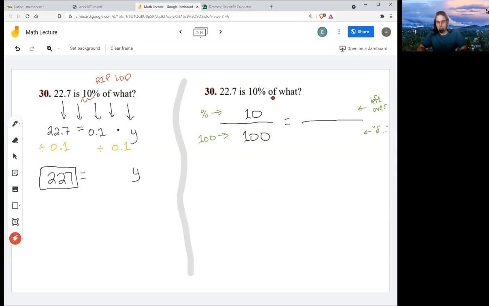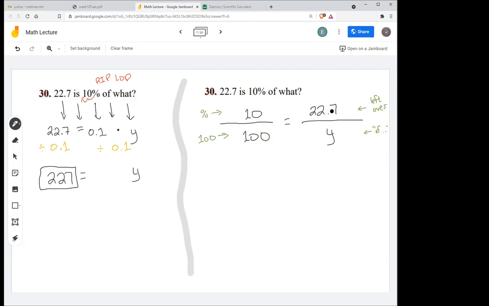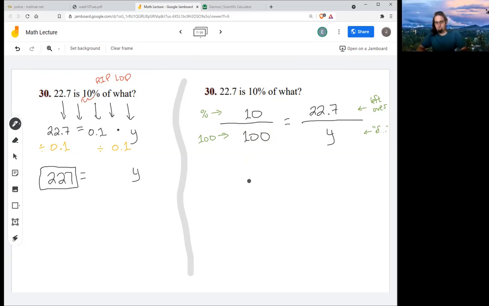Okay, of what? So the thing that comes after of is the thing I don't know. And what number have I not used yet? 22.7. Then we'll do the proportion again.